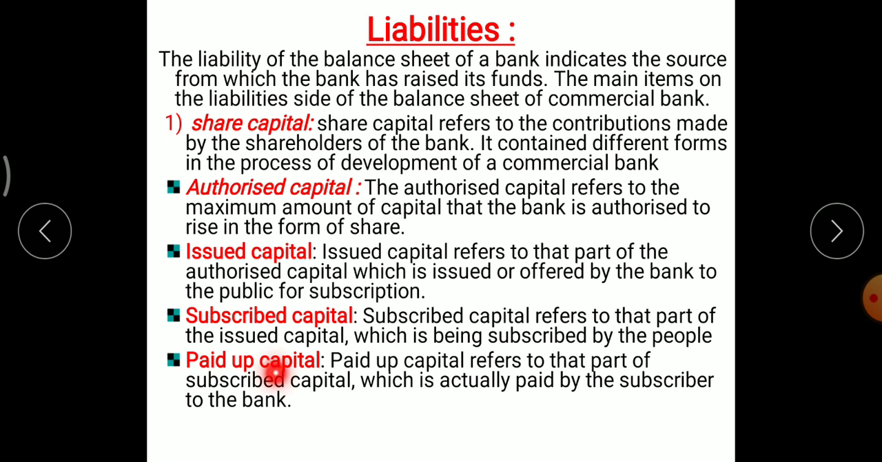And next, paid up capital. Paid up capital refers to the part of subscribed capital which is actually paid by the subscriber to the bank. The bank may call up the remaining part of the subscribed capital whenever it needs additional money. So these all come under the liability side of share capital. Under that we can see the authorized capital, issued capital, subscribed capital and the paid up capital.